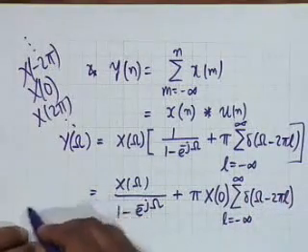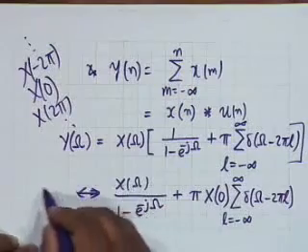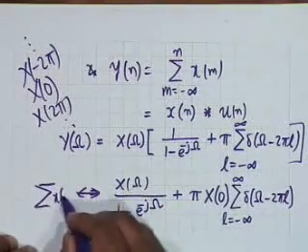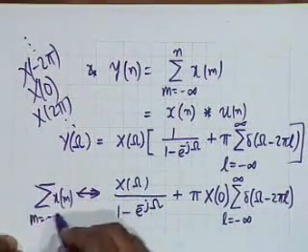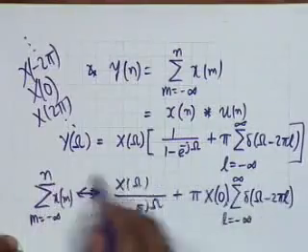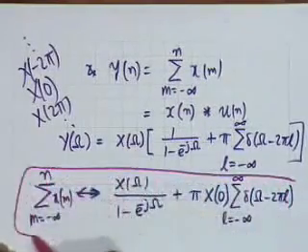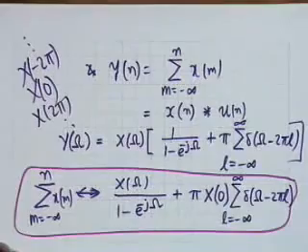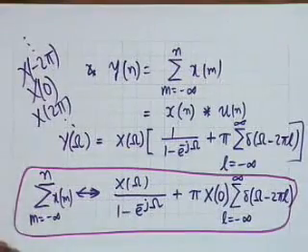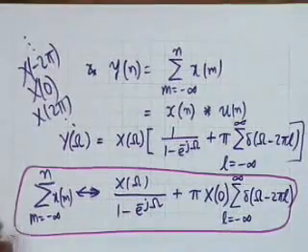This is my final result, that is, the Fourier transform of the summation of x of m, m equal to minus infinity to n, is this. This is my final result. And we shall depend on it, we shall bank on it for many of our developments. Alright, so that takes care of differencing and summation.